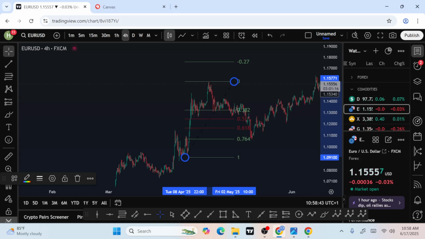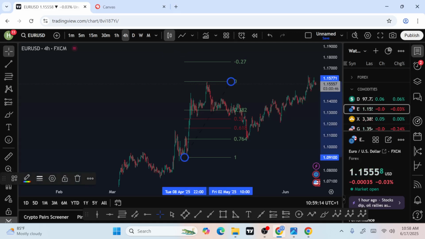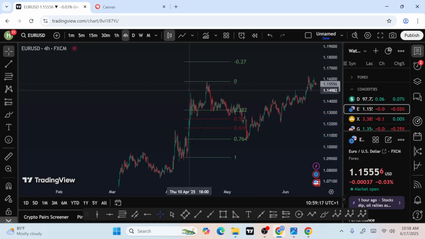Each of these lines can act as support most of the time. So that's 50% and 61%, and that's why it is highlighted here. They call it the golden zone. I feel this one is supposed to be here, because this is a retracement here.